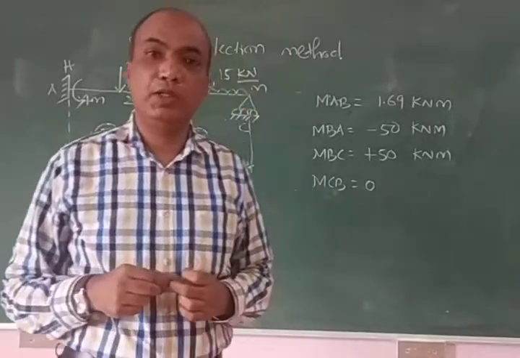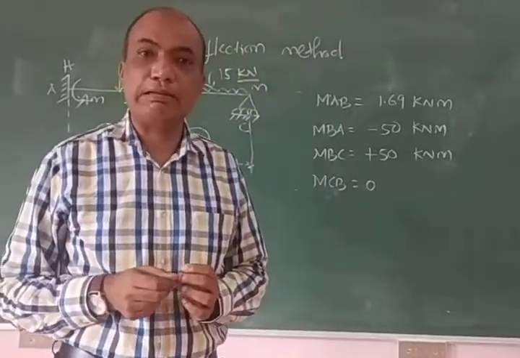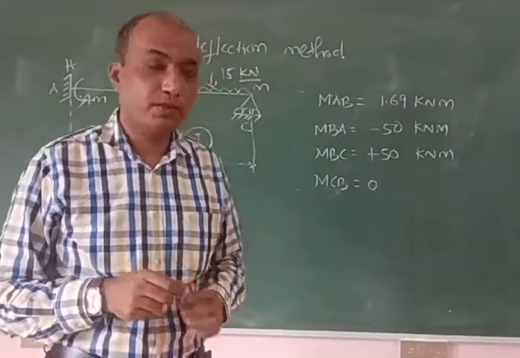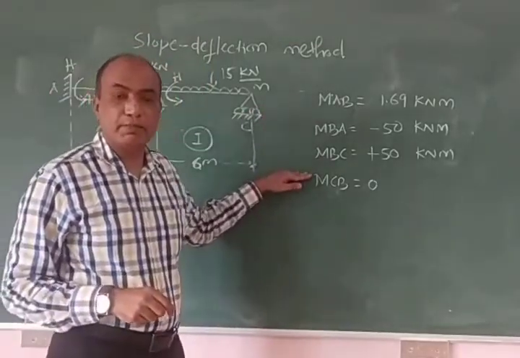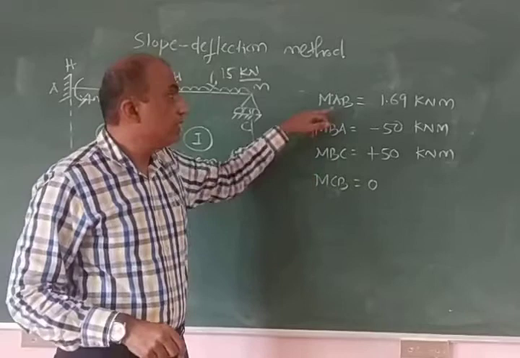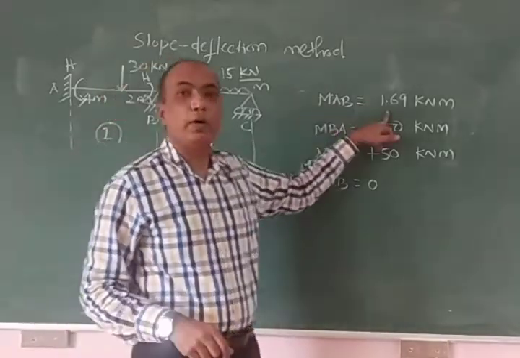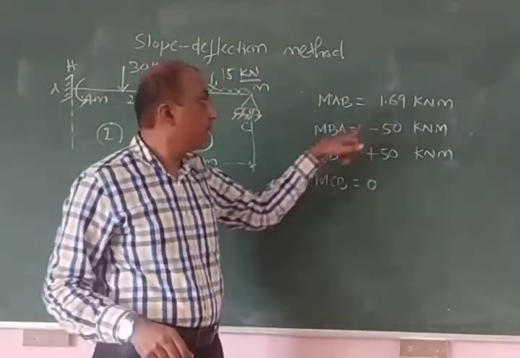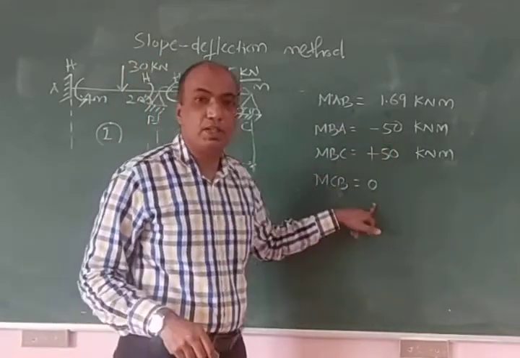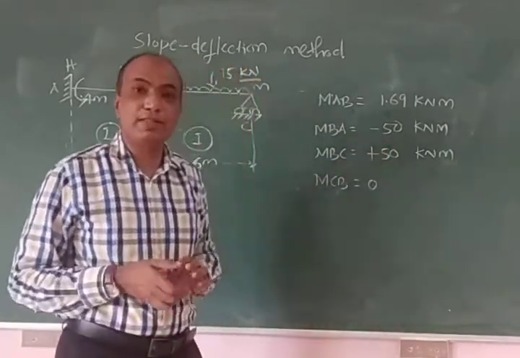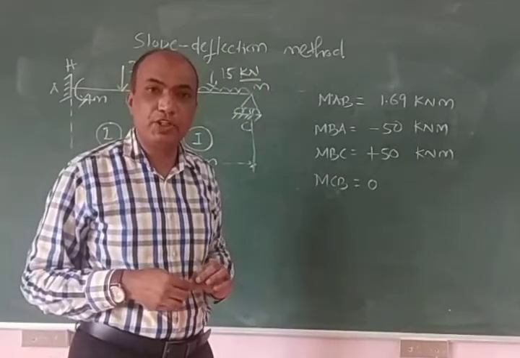We will continue the solution of the problem that we had started in the last session. In the last session, we had found out the moments at the ends of the members by slope-deflection method. These are the values: MAB 1.69 kilonewton meter, MBA minus 50, MBC plus 50, MCB 0. So in this session, we will see how to draw bending moment diagram and shear force diagram.